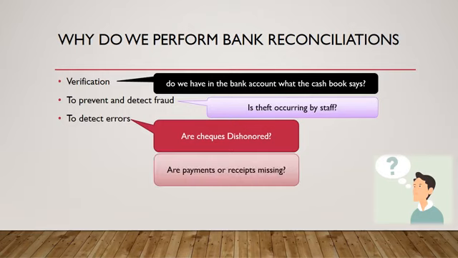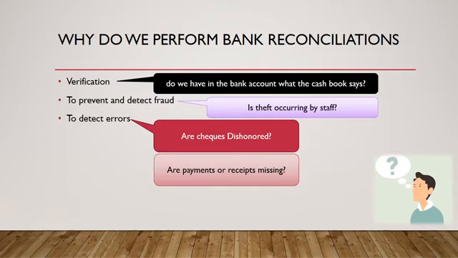Also, are payments or receipts missing? So we're talking about errors, remember? Are payments or receipts missing? What we mean then is, on the bank statement, are there any payments we made that are not there? Are there any monies we received that are not on the bank statement? If yes, then what do we do with those? We adjust them, right? We should adjust for them. I'll explain how we adjust them as we progress.